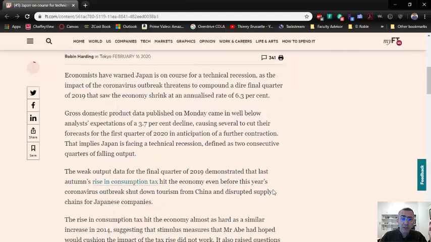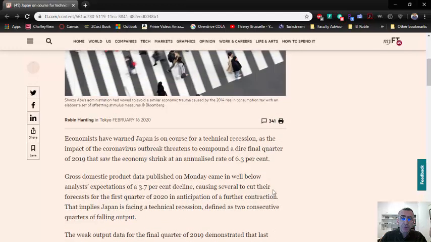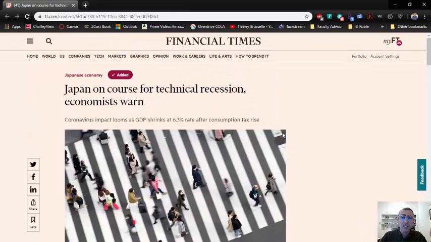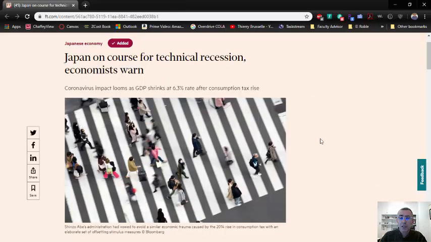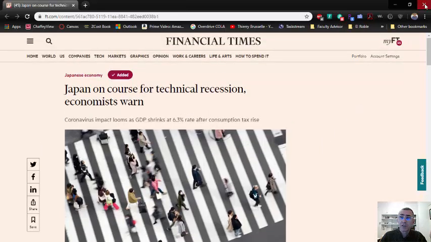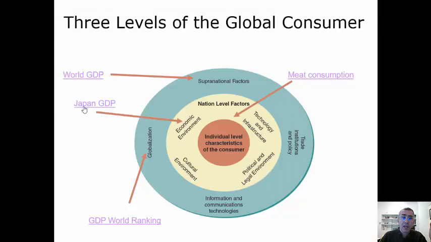Now that's a very big deal because Japan is one of the top 3 economies on the planet. And so this, of course, can affect trade and consumerism. Japan is a key player in lots of different ways in terms of trade, right? And so when the GDP shrinks at 6.3% rate after consumption tax rise, that's a massive deal. So again, in this case, what I'm doing is I'm highlighting the Japanese GDP as a key part of the national level factor and how that's going to affect, of course, individual levels of the consumer for consumerism.